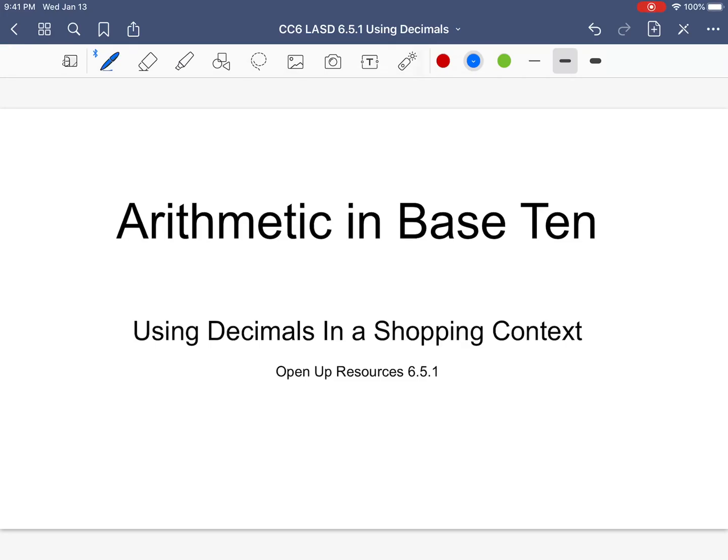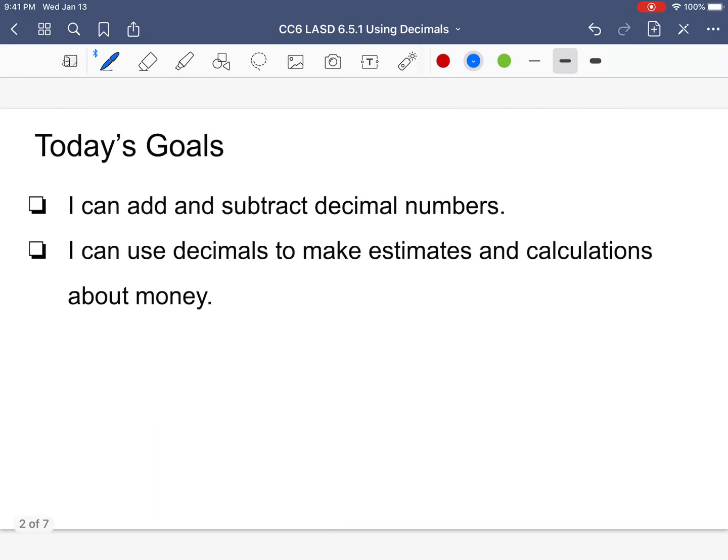Welcome to today's lesson, which is about using decimals in a shopping context. The goals of today's lesson are that you can add and subtract decimal numbers and that you can use decimals to make estimates and calculations about money.